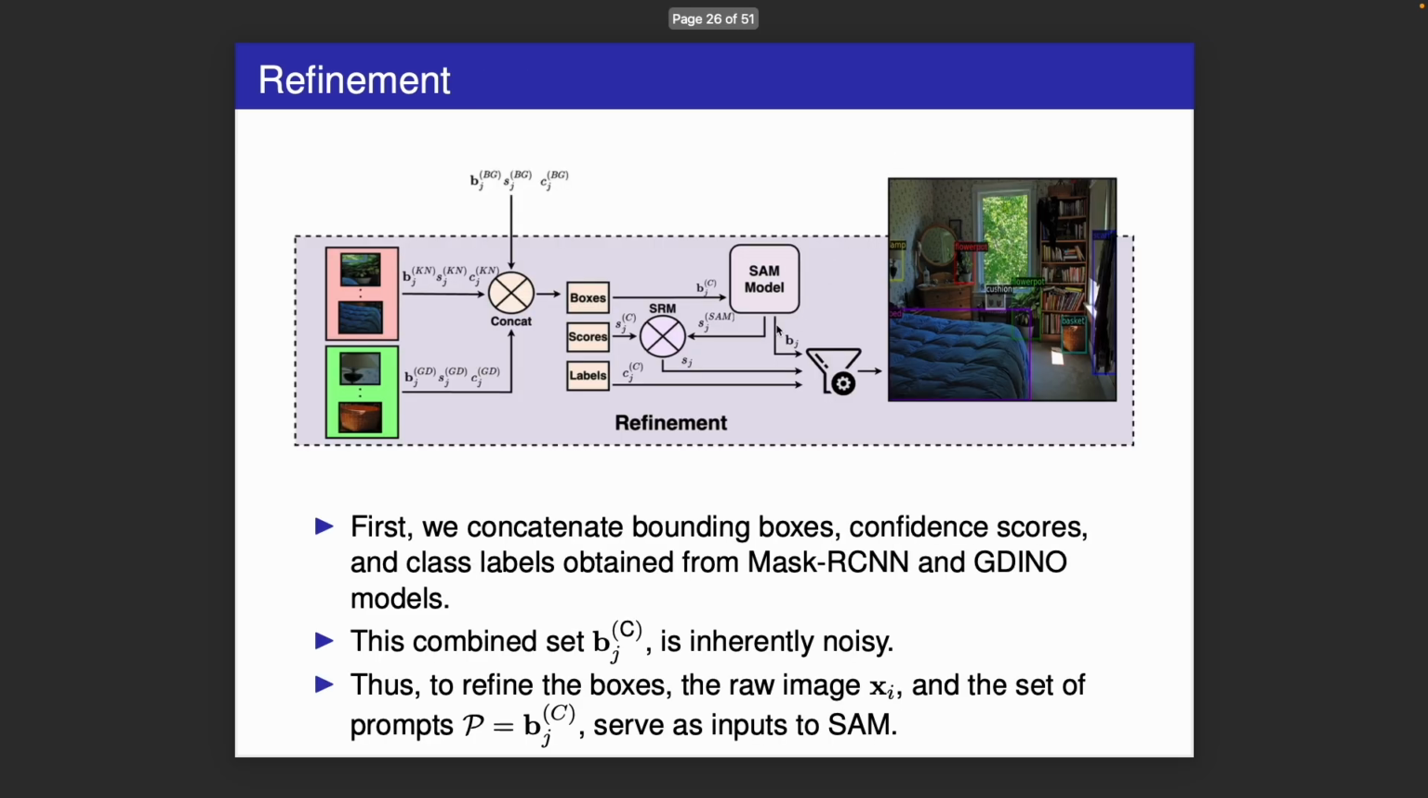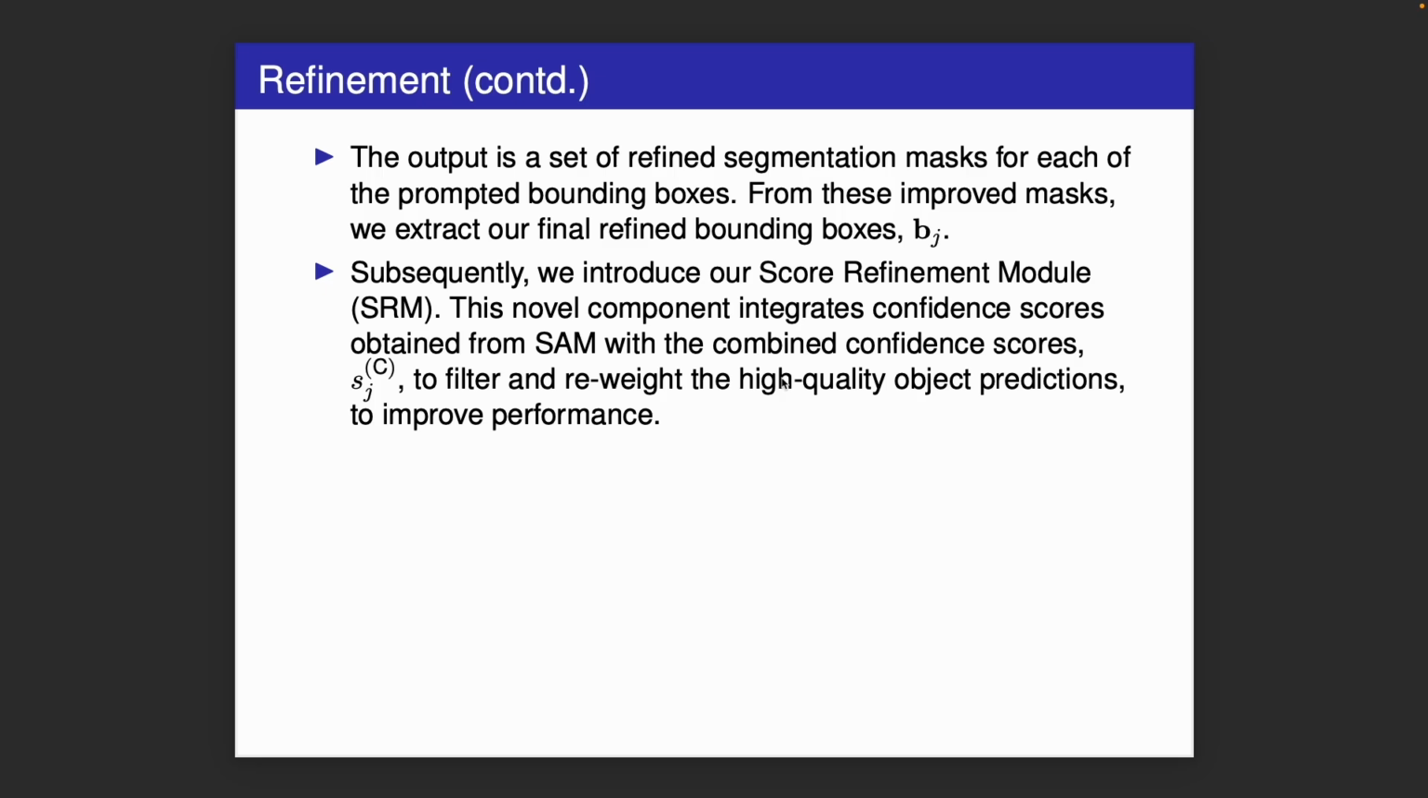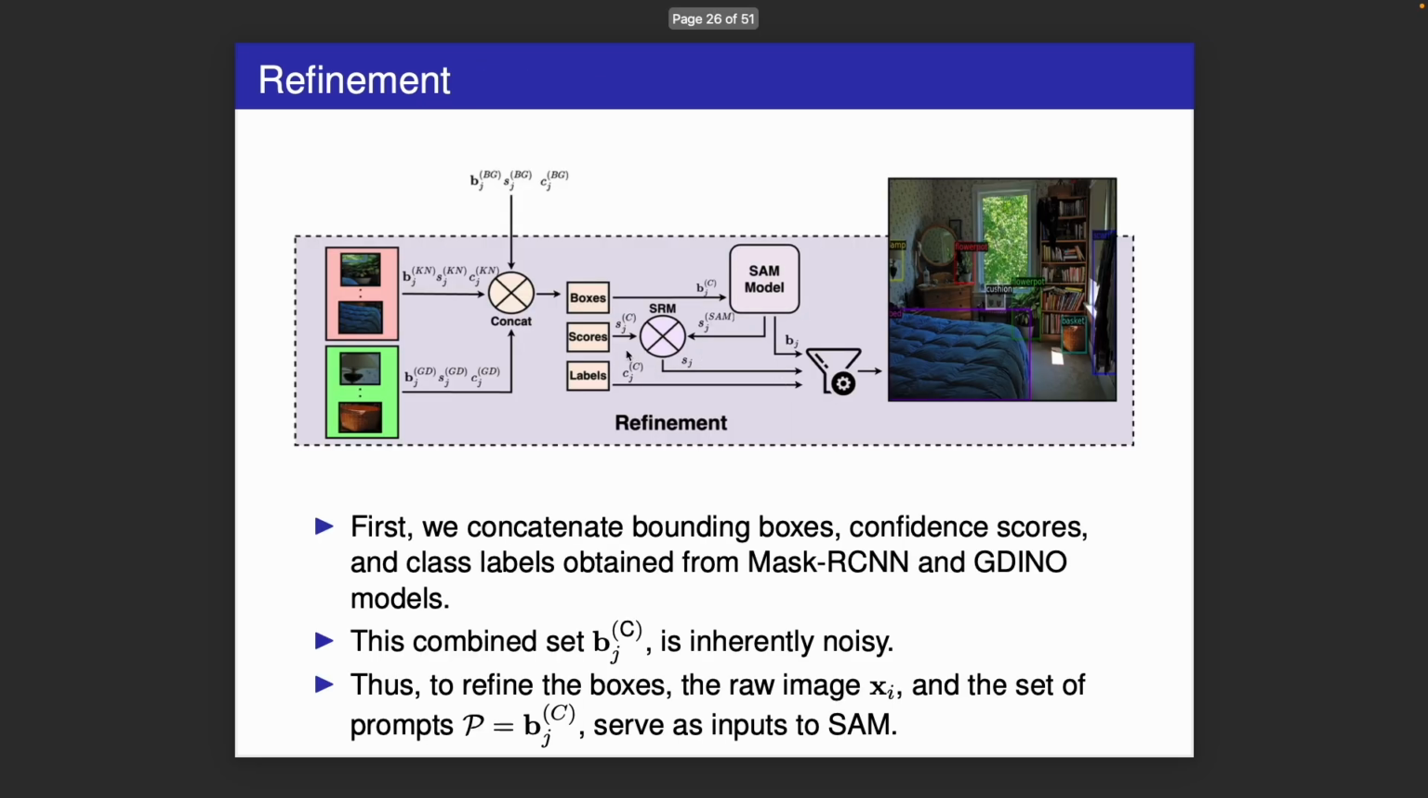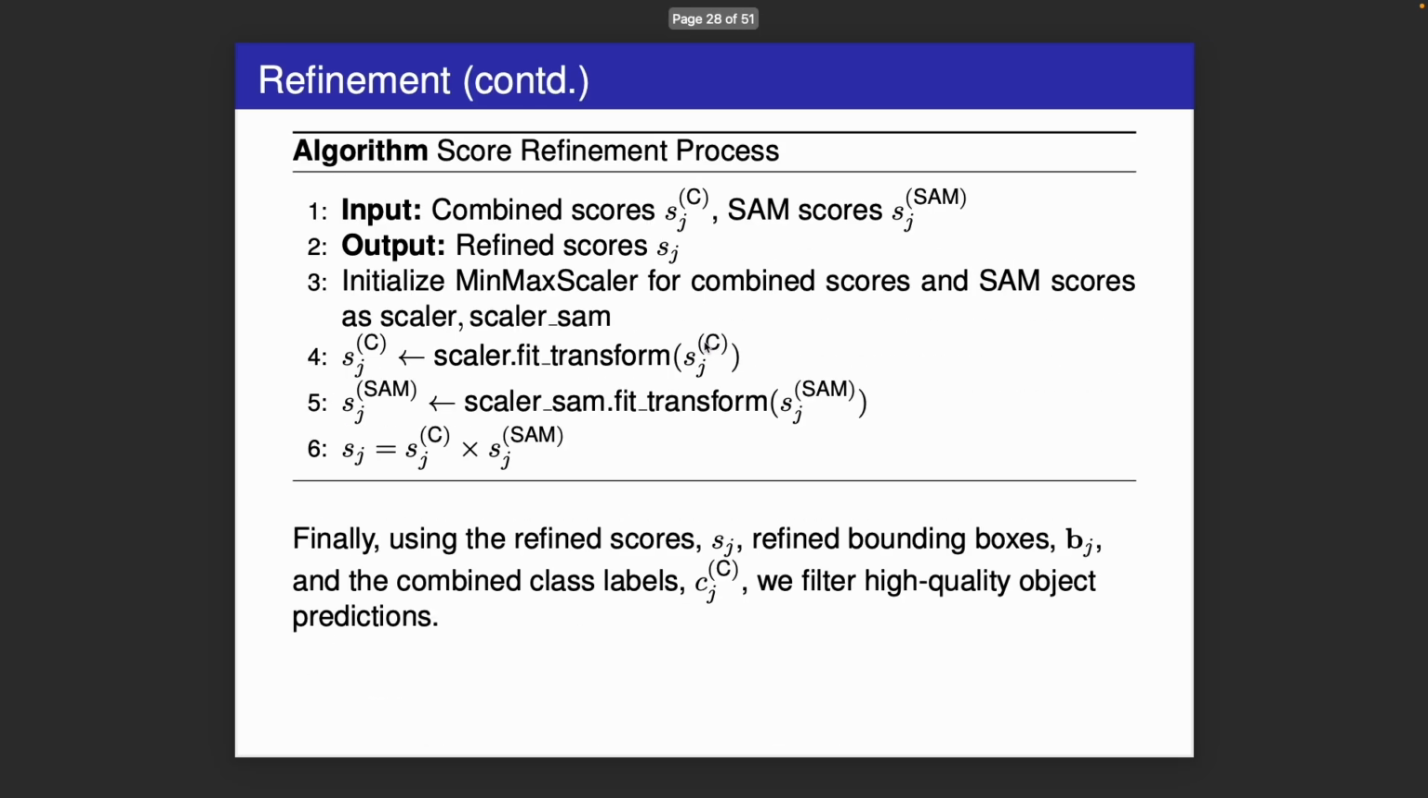Using the SAM scores, we use our SRM module to further filter out the low quality boxes. How the SRM module works is we get the combined scores SJC from the combined boxes, and we also get SJSAM from the SAM model. Once we have both of them, we do a normalization step by using min-max scaler, and then we multiply element-wise these two quantities to get the final score. This filters high quality object predictions, as we only select those boxes which score high in both by the SAM as well as by the combined model.